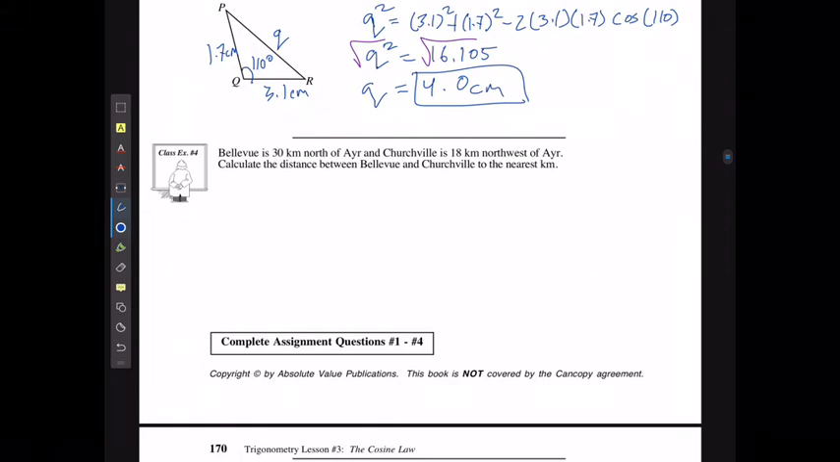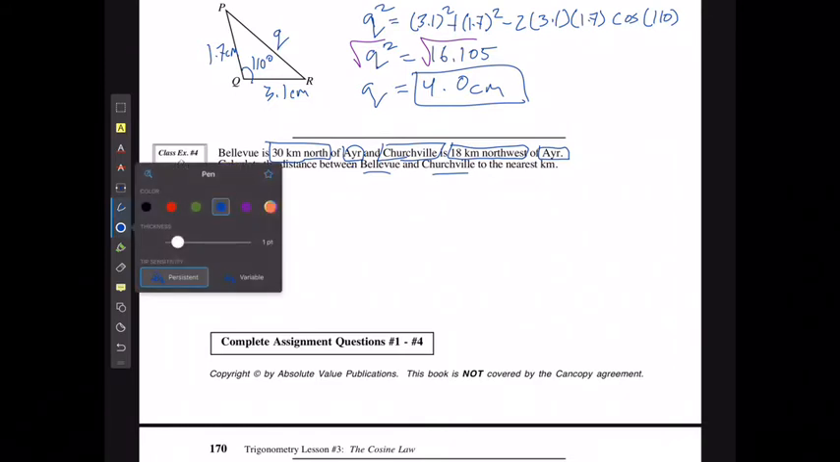Bellevue is 30 kilometers north of Air, and Churchville is 18 kilometers northwest of Air. Calculate the distance between Bellevue and Churchville. Well, the first thing I'm going to do is I know that one is going to be north of Air, the other one is going to be northwest of Air. So I'm going to draw a little sketch of what this is going to look like.